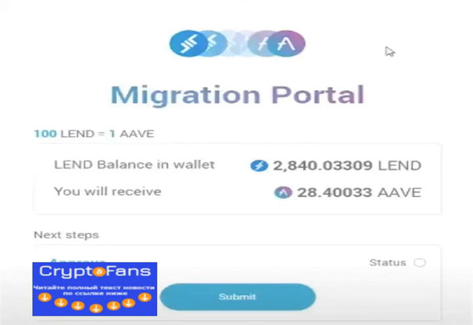This is the access to the migration portal. It is a two-transaction process. First you approve and then you migrate.